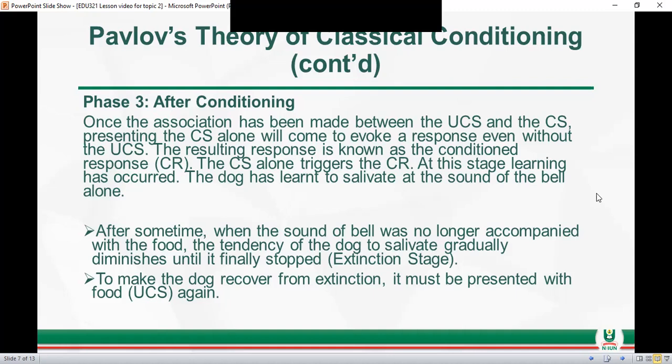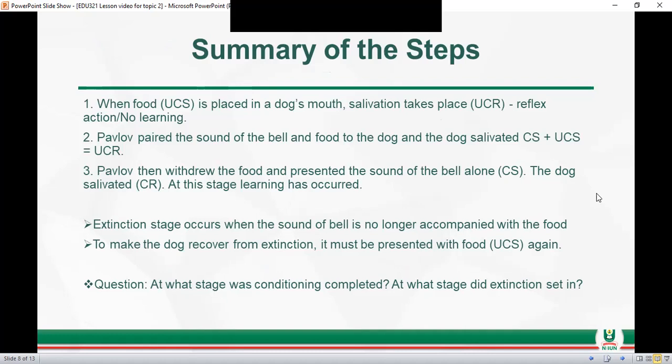Let's summarize the steps as follows. This is a summary of the steps. Like I said, the first stage involves giving food. When food is placed in the dog's mouth, salivation takes place. We have agreed on that. And that response is a reflex action. No learning was involved. It is natural. For number two, Pavlov paired the sound of the bell and food to the dog, and the dog salivated. That was what we said.